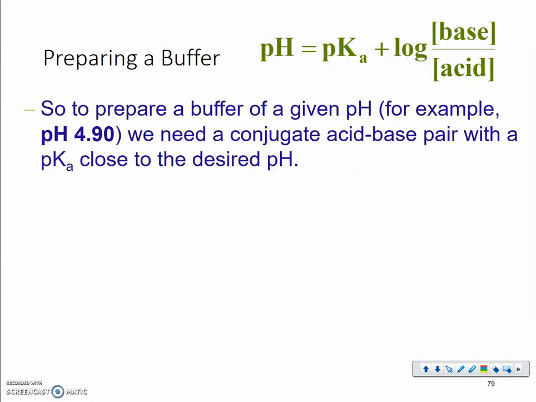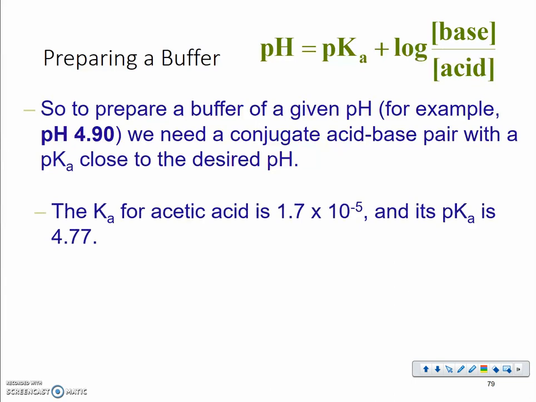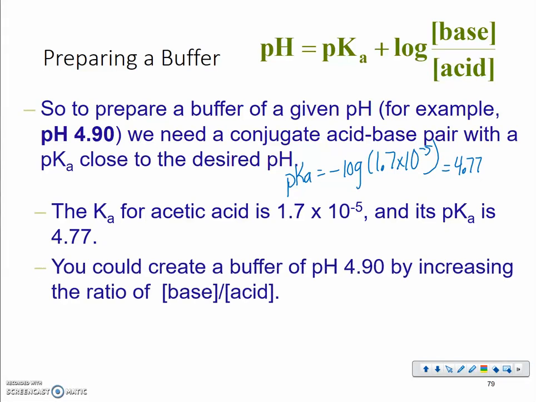So if we want to prepare a buffer of a given pH, say we want it to be a pH of 4.90, we need to find a conjugate pair with a pKa close to that. If we look at acetic acid, this is its Ka. So pKa is the negative log of that, which is equal to 4.77. So it's relatively close to the pH that we want. You can create a buffer that's exactly that pH by increasing this plus component, making the log of base over acid larger. That way, your pKa plus that contribution is going to be equal to the pH that you want the buffer to be.